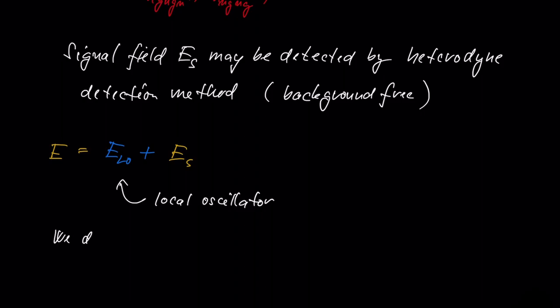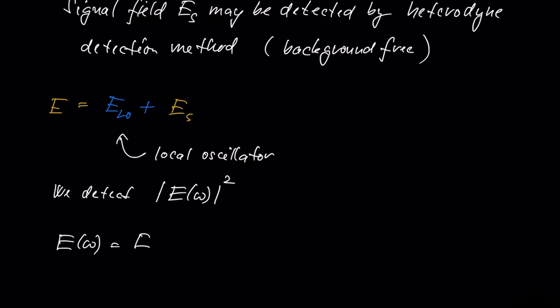We detect the spectrally resolved intensity of light. So we actually detect |E(omega)| squared. We know obviously that E_LO(omega) is the local oscillator, which is a field that we know, that we sent in together with the signal into our detectors, plus the signal field Fourier transformed. Here we should not forget that this still has the dependence on capital T and tau, which are not running times, but are delays between pulses.